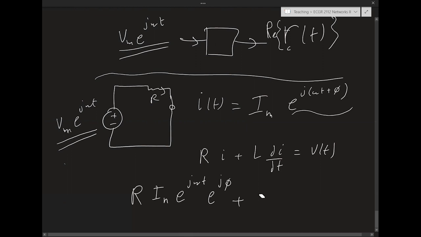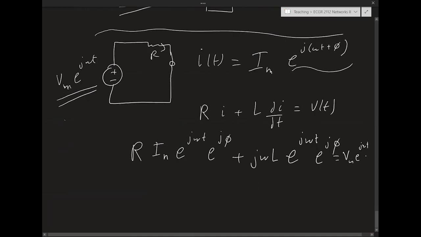This is going to be jωL, and then just the exponential function, e^{j(ωt + φ)}. So let me write it this way: e^{jωt} e^{jφ} equals Vm e^{jωt}. A curious thing happens. Notice that e^{jωt} is common, so I can take it out, and I really need to solve only one equation now: R Im e^{jφ} + jωL Im e^{jφ} = Vm.